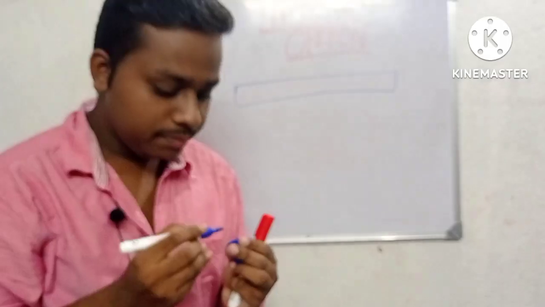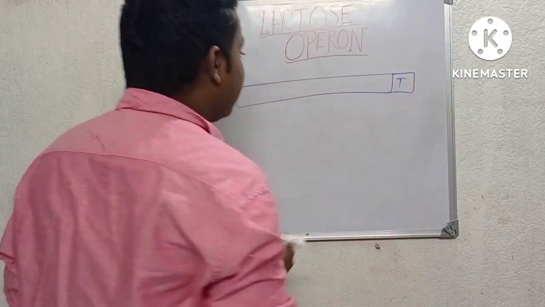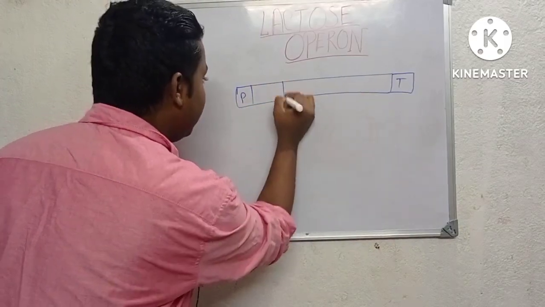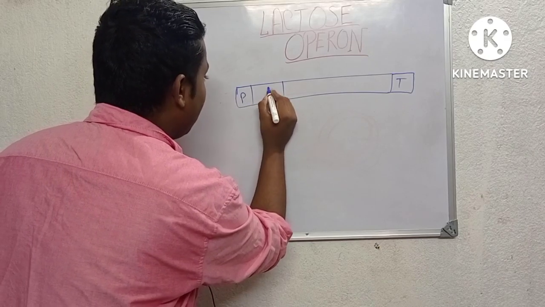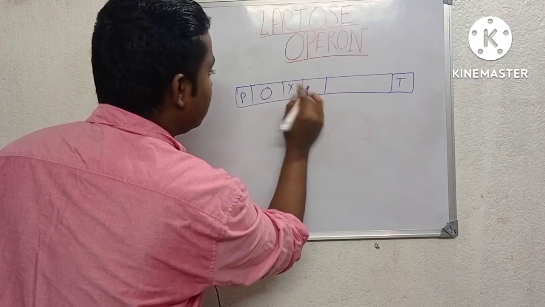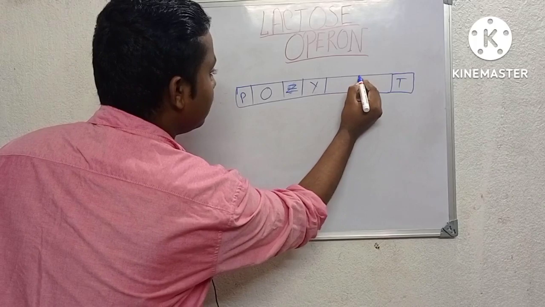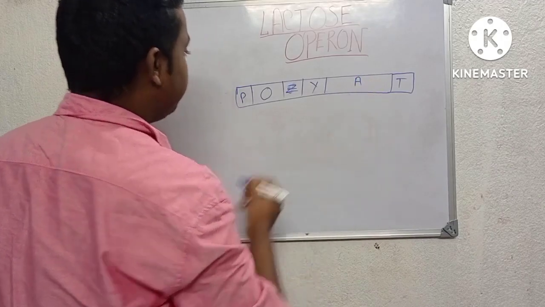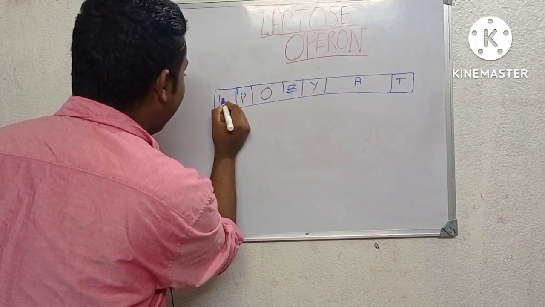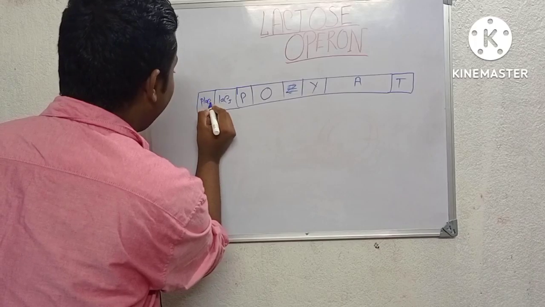This is a DNA. This is the terminator portion. This is the promoter portion. P stands for promoter, T stands for terminator, and this is the operator. This is gene lac Z, lac Y, and lac A, and this is lac I. This is P lac I.